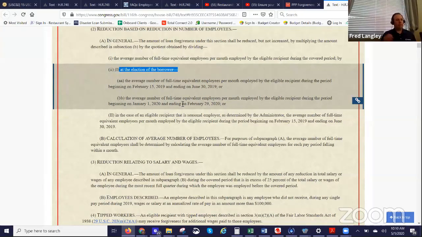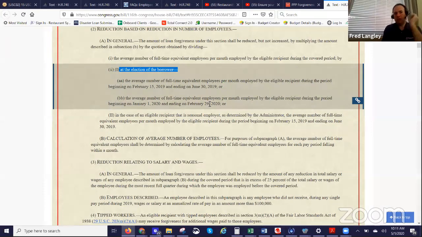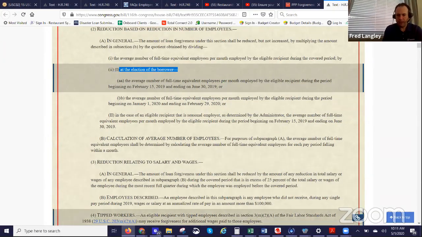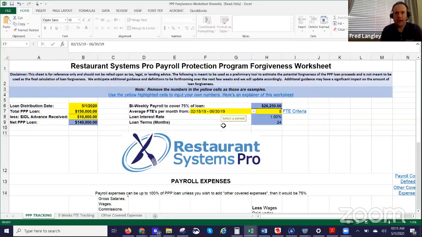And what a lot of restaurants are having the problem with is, how do I use all my PPP when I am not fully ramped up to my sales? Our government's not even allowing us to fully open the business. Some states are at 25% capacity, some states are at 50% capacity. So the problem of the restaurateur is, how am I going to use this all? Because it's at the election of the borrower, you're going to want to choose the lesser of these two choices. That's definitely something to consider when looking at the date range that you're choosing.